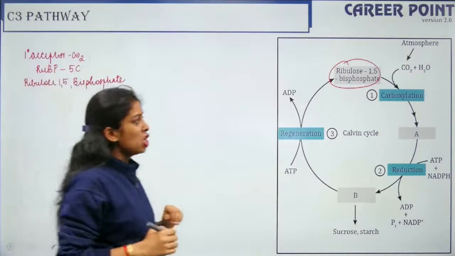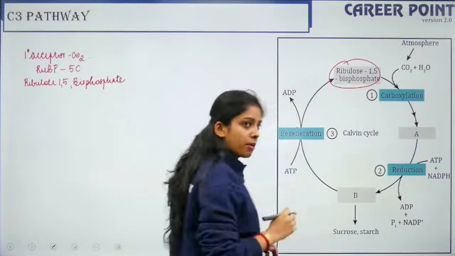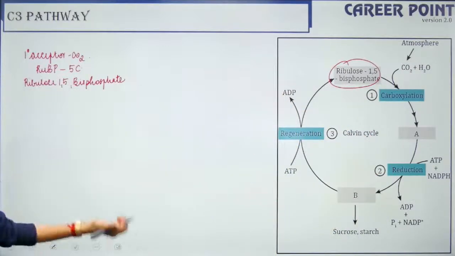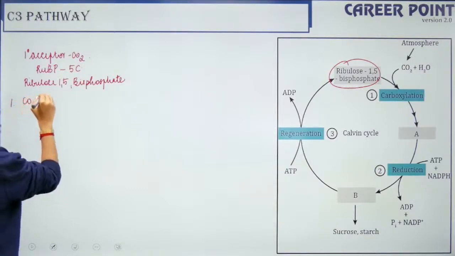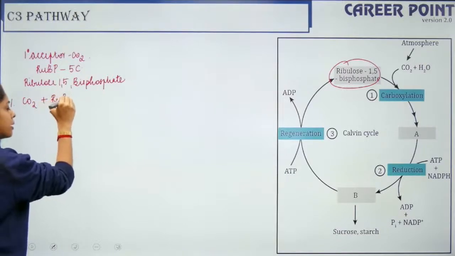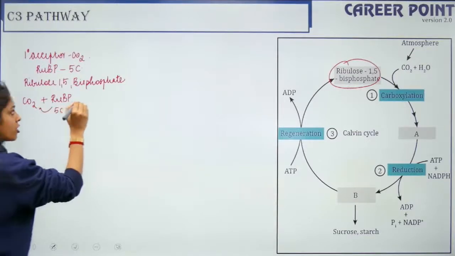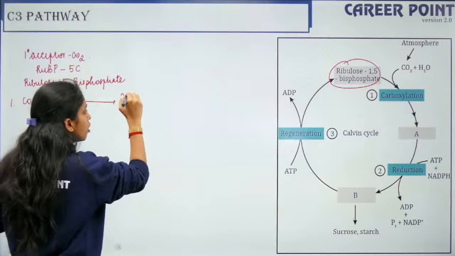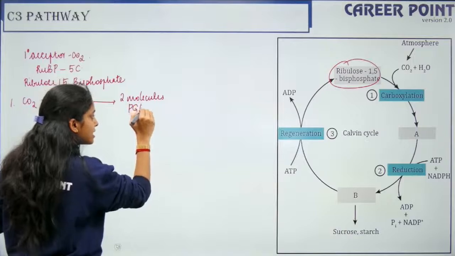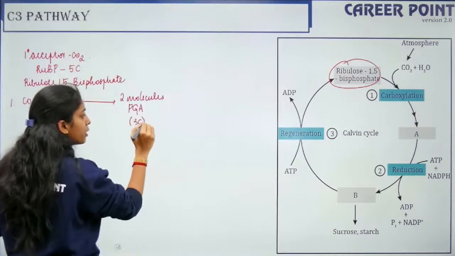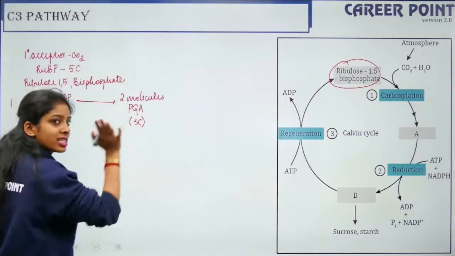Fine. So this is what is accepting your carbon dioxide. When this accepts your carbon dioxide, your first stable compound is formed. So I am writing the first step in C3 cycle. The carbon dioxide is accepted by RuBP. This is a 5-carbon compound. When this accepts carbon dioxide, it forms 2 molecules of phosphoglyceric acid. This is a 3-carbon compound. So you have 2 molecules of 3 PGA. So totally 6 carbon is here.